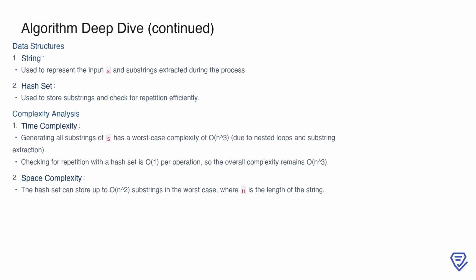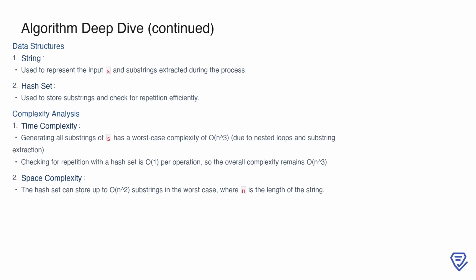The time complexity is dominated by the process of generating all substrings, which, in the worst case, involves n³ operations. This is because for each substring length, we generate up to n substrings, and substring extraction itself can take n time. Checking for repetition in the hash set is an O(1) operation, so it doesn't significantly add to the overall time complexity. For space complexity, the hash set can store up to n² substrings in the worst case, as there are roughly that many possible substrings in a string of length n.